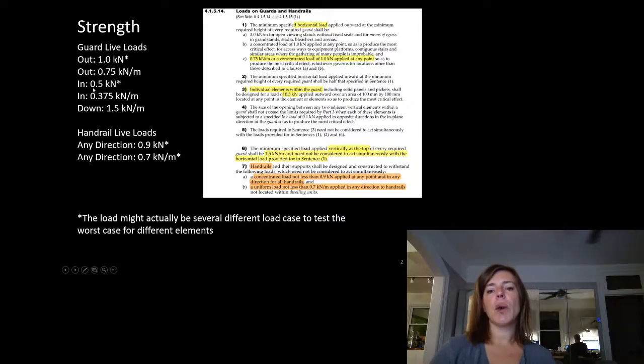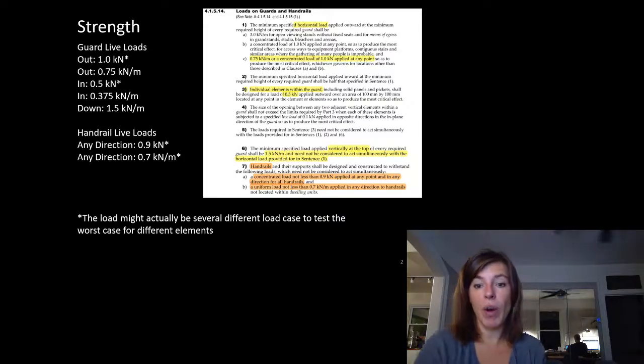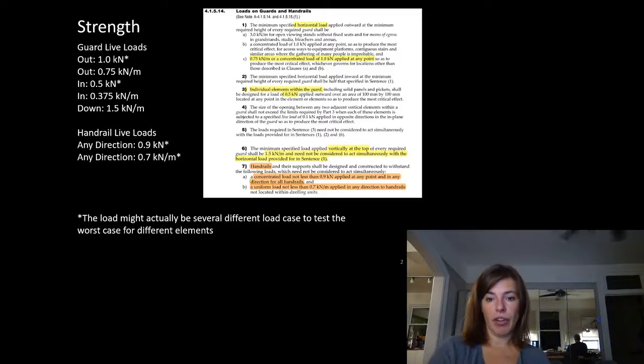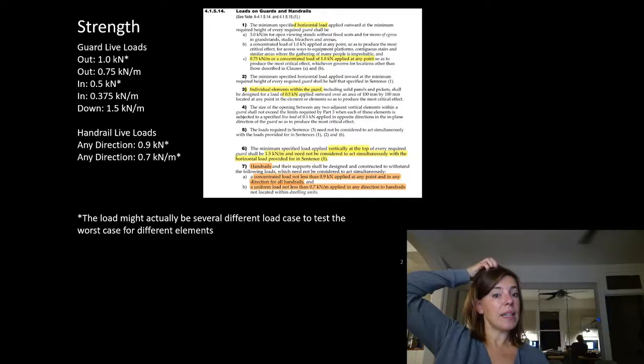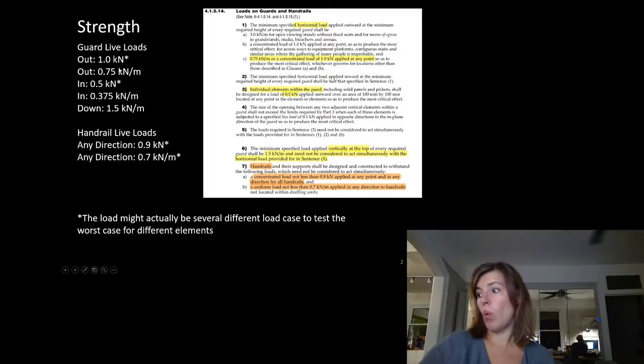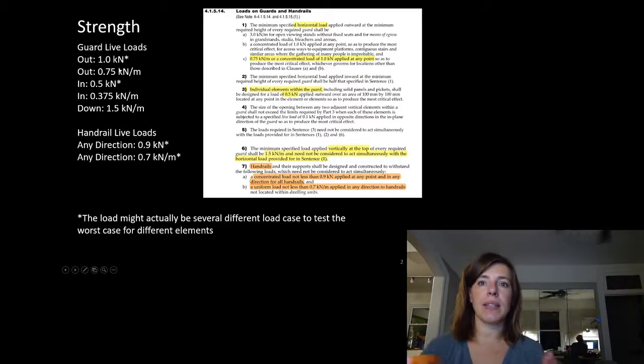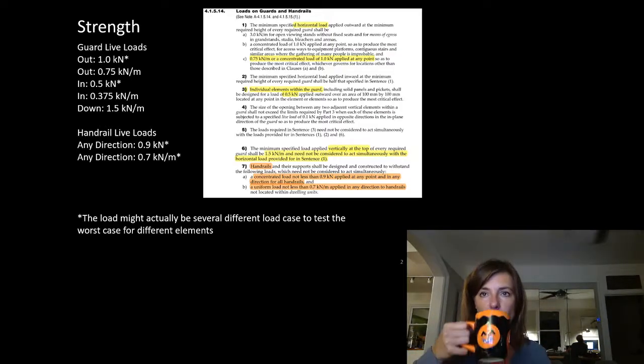This might change if you had a tension only member somewhere within the design of your guard. And I'll show you a guard that might make a difference in how you design this. And then 0.375 kilonewtons per meter inwards. So basically what it says is half of the outward force. To be explicit, it says half of the outward force.